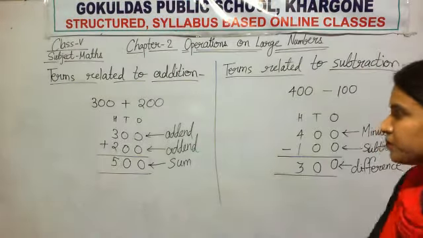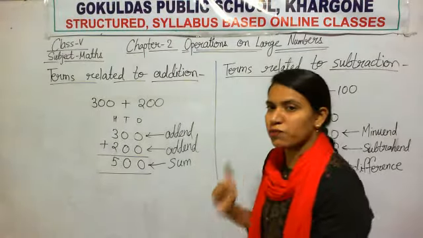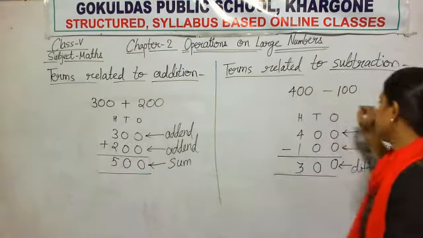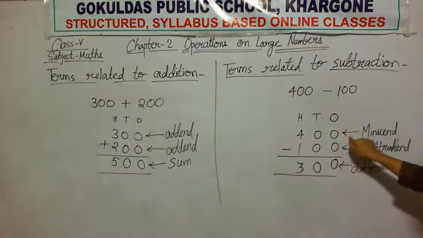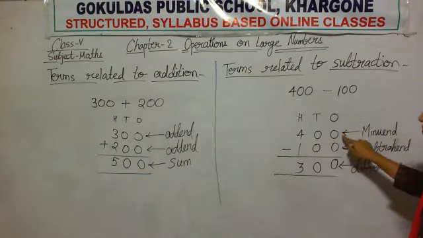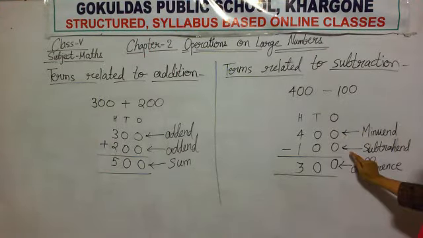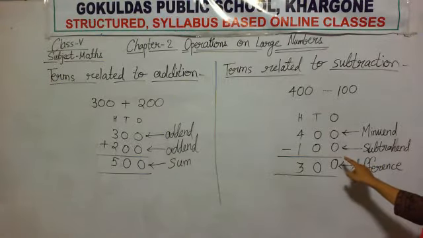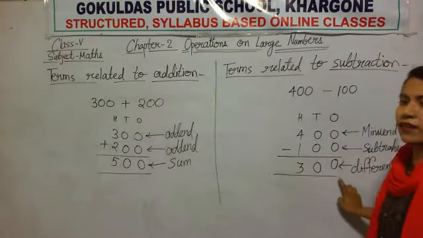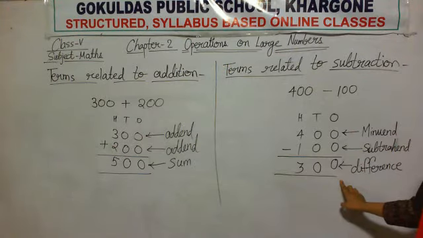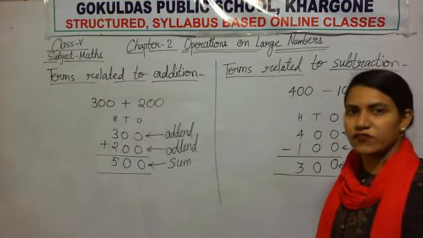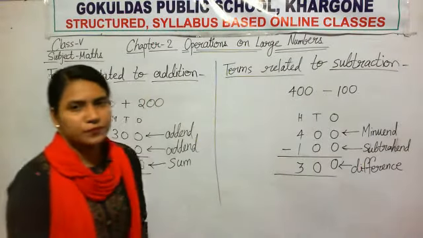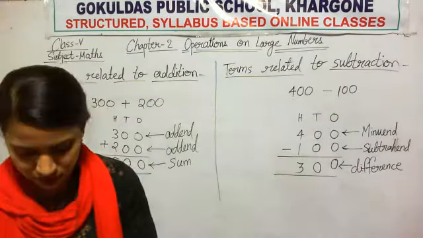So we remember: the numbers to be added are called addends and the result of addition is called sum. In subtraction, the larger number is called minuend, the number to be subtracted is called subtrahend, and the result of subtraction is called difference. Okay, I hope you got the terms.